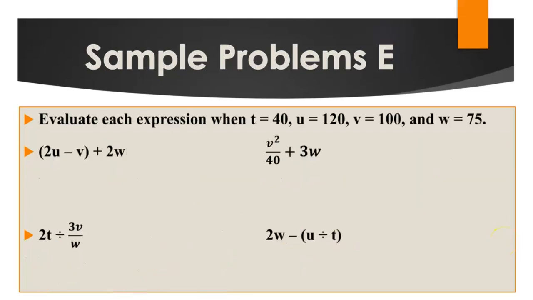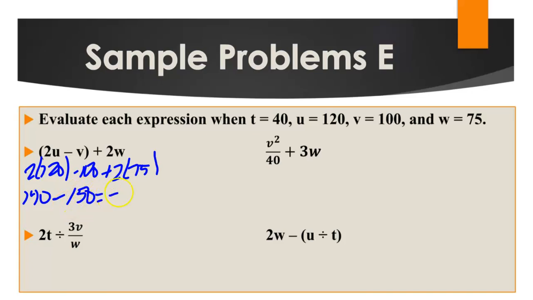And our last questions here. Here we have u is 120, so 2 times 120 minus v, which is minus 100, plus 2 times 75. So 2 times 120 is 240. 240 minus 100 is 140. Minus 2 times 75, which would be 150, which will give us a negative 10.